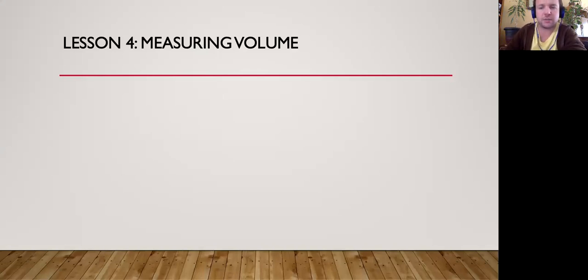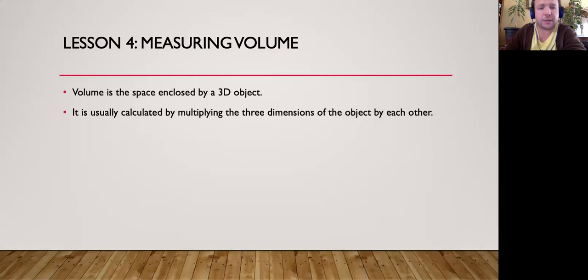Simply, we're talking about a 3D object and the space that is enclosed by it. It is usually calculated by multiplying the three dimensions of the object by each other. In other words, the length, the breadth, and the height of an object. That is the volume, the space that's inside of a pod. So when we're talking, let's say, about a phone, the space that's inside of this phone would be classified as its volume.